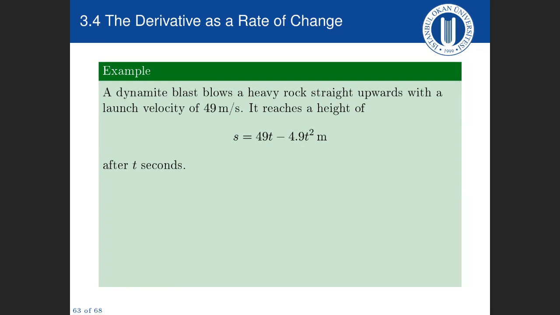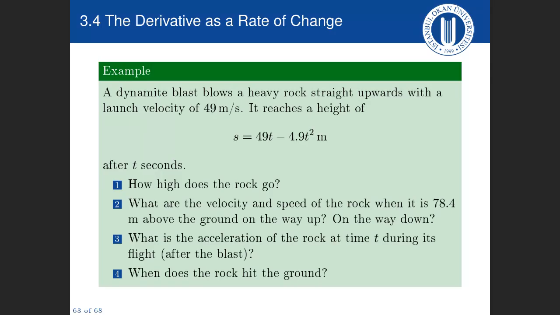And then I want to answer 4 questions. Question 1, how high does the rock go? Question 2, what are the velocity and speed of the rock when it is 78.4 meters above the ground on the way up? And then same question, but on the way down. Question 3, what is the acceleration of the rock at time t during its flight? And then question number 4, when does the rock hit the ground?